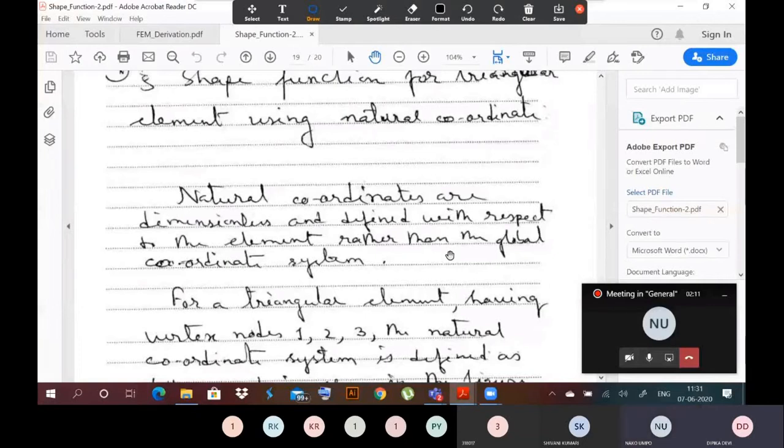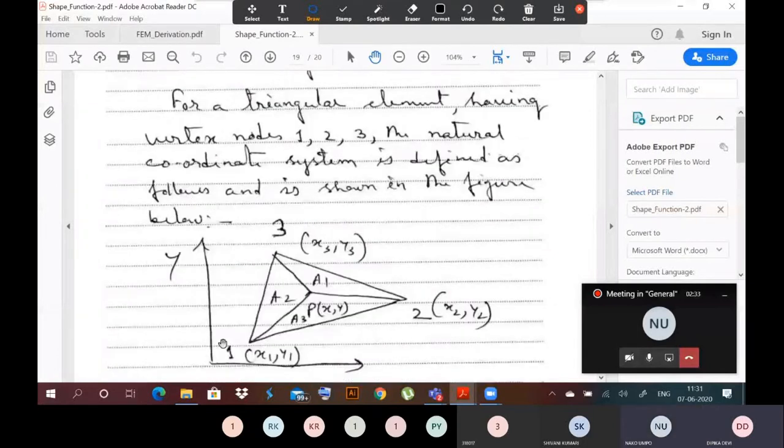So let us consider a triangular element. 1, 2, 3 are the nodes, and the coordinates are x1, y1, x2, y2, x3, y3. They are the Cartesian coordinates with respect to some global coordinate system. Let us select any point P within the element. It has coordinates x and y. We need to find the shape function for this element.